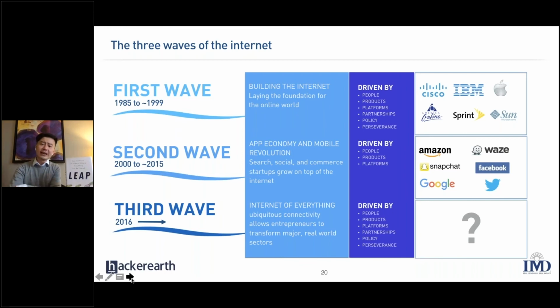The first wave is really the internet laying down the foundation. So you have companies such as American Online, Cisco, Sun Microsystem, laying down the foundation for the internet to begin. Then second wave is the internet or the consumer-based internet. You have Amazon, Snapchat, Google, Facebook, Twitter. They serve B2C company. They serve people. They serve product.